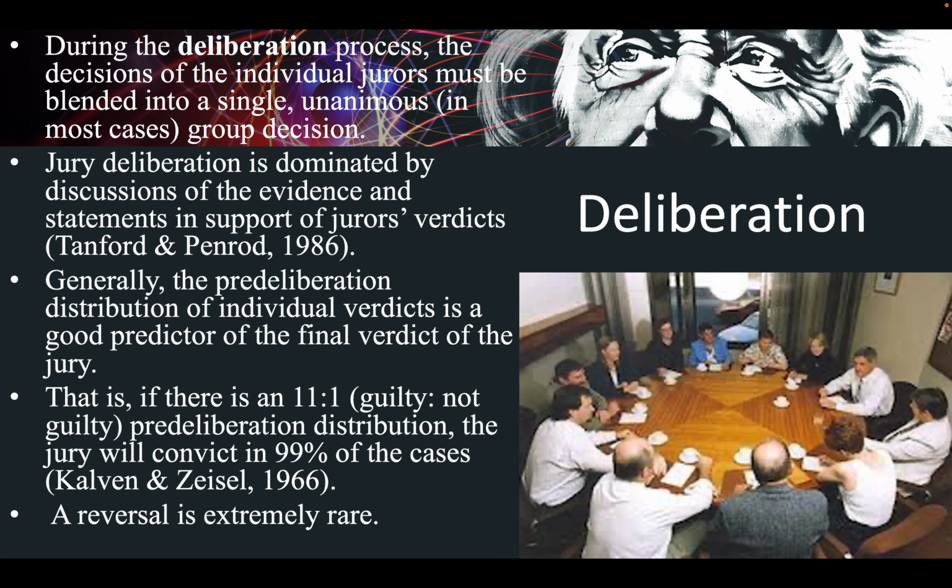During the deliberation process, the decisions of the individual jurors must be blended into a single, unanimous in most cases, group decision. Jury deliberation is dominated by discussions of the evidence and statements in support of jurors' verdicts. Generally, the pre-deliberation distribution of individual verdicts is a good predictor of the final verdict of the jury. That is, if there is an 11-1 guilty, not guilty pre-deliberation distribution, the jury will convict in 99% of the cases. A reversal is extremely rare.